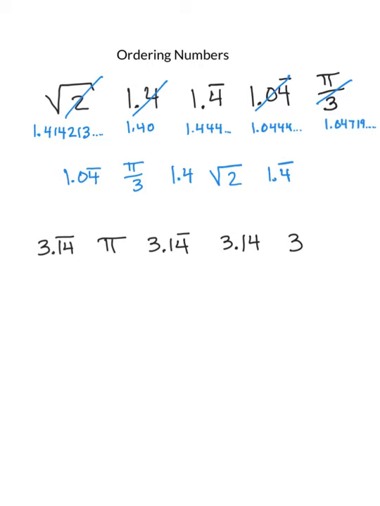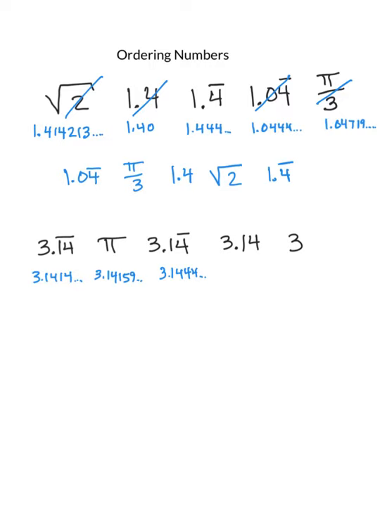So let's look at the second example here. So we have 3.14 repeated. We have pi, 3.14 is just being repeated, 3.14, and then 3. So again, we want to put all these numbers into their decimal form. And the first one is going to be 3.1414, and it keeps on going. If you put pi in your calculator, you're going to have 3.14159, and it keeps on going. Next, we have 3.1, and then the 4 is being repeated. And then the other two are decimals that stop.